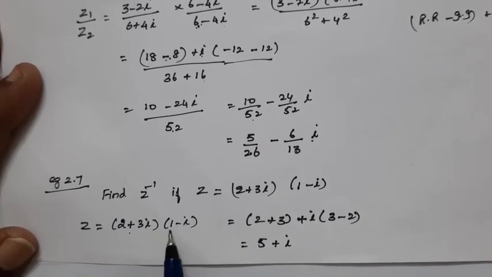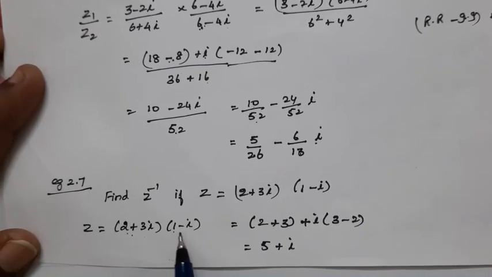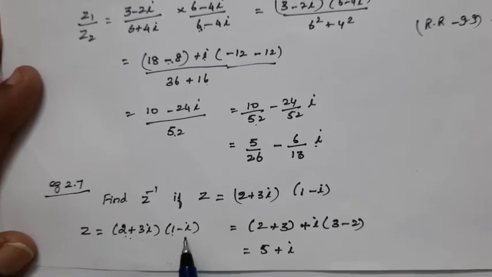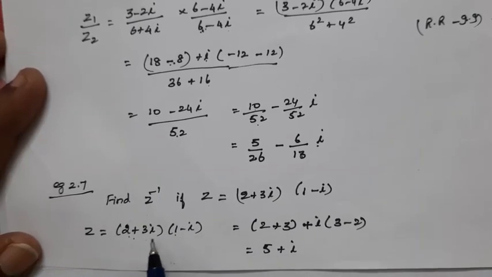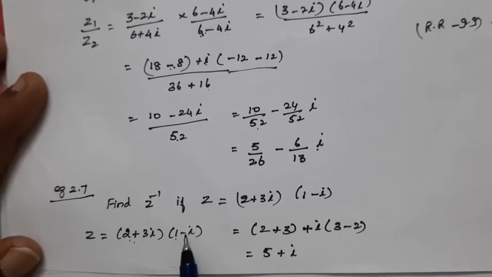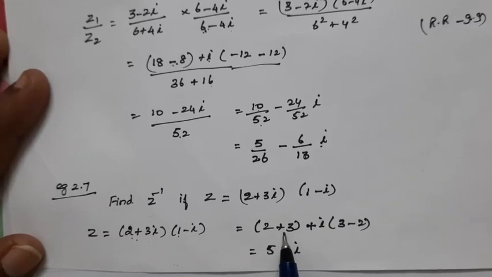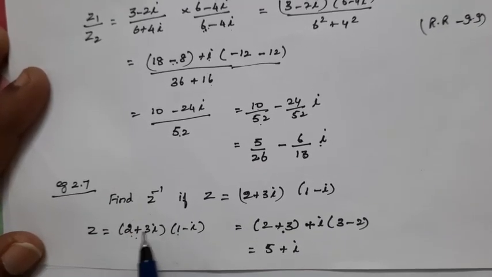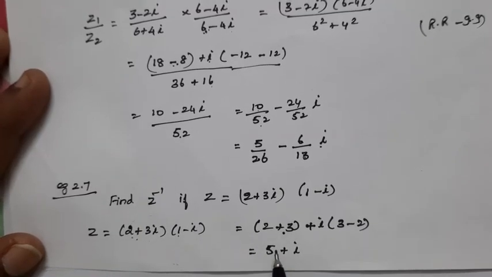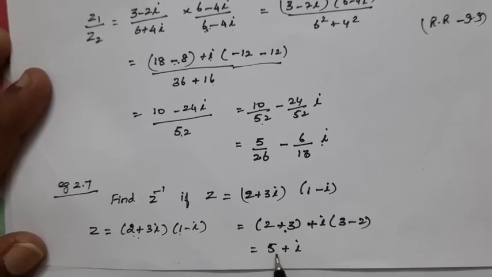Z is nothing but the product of two complex numbers, 2 plus 3i and 1 minus i. So as usual, using the multiplication rule: real into real, 2, minus imaginary into imaginary, 3 into minus 1, is minus 3, so it will become plus 3 here. Then imaginary into real, that is 3, minus 2. So 2 plus 3 is 5, and 3 minus 2 is i. That is 5 plus i.